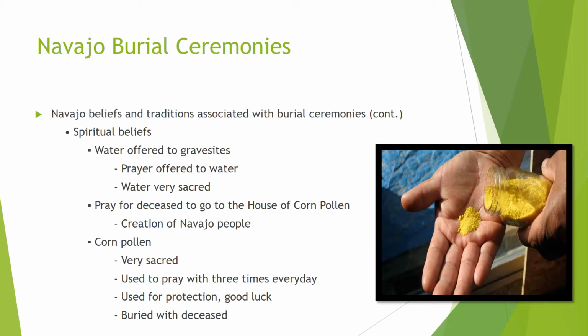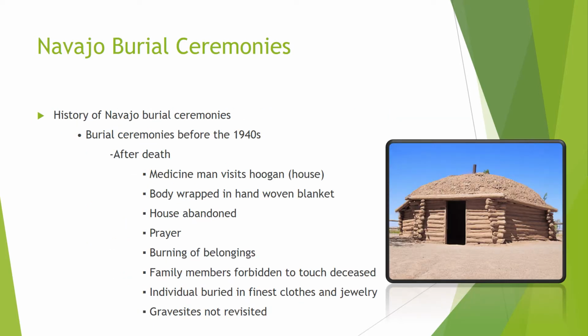Spiritual beliefs: water is offered to grave sites. Water is very sacred in the Navajo culture, and they often pray to water and then offer it. They also pray for their deceased to go to what is known as the House of Corn Pollen, which the Navajo people believe was where they were created. Corn pollen, as we see in the picture on the right, is very sacred. They use it to pray with three times daily. It's used for protection, used for good luck, and is buried with their deceased.